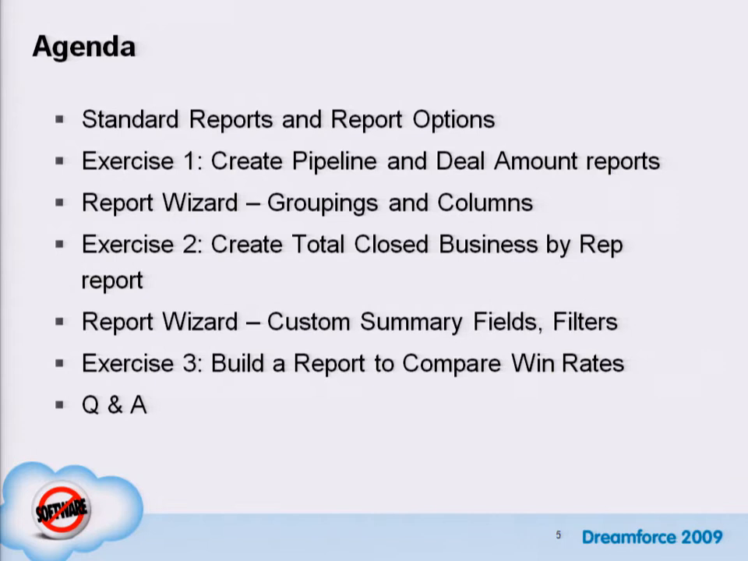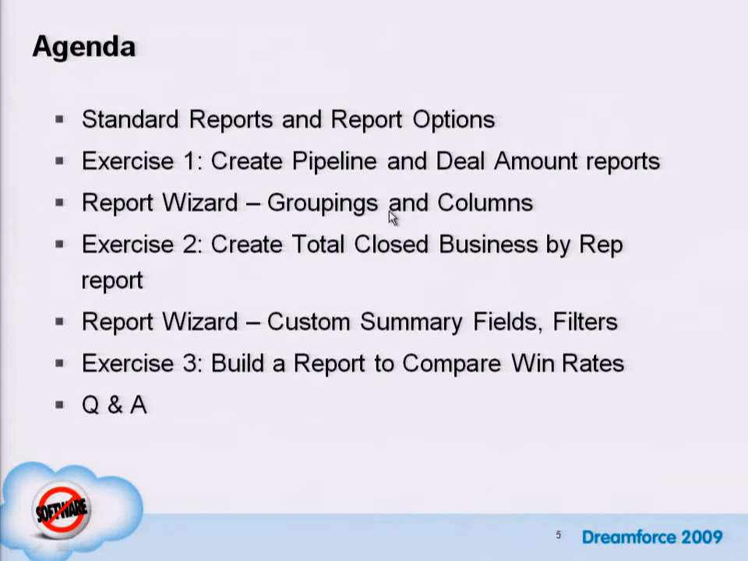Then we're going to look at a second hands-on exercise where we look at the total closed business to date. We want to know what sort of revenue we've brought in, and group that by sales rep so we can see who's bringing in what and when. We're going to go back to our standard reports and use a standard report, but customize it using the report wizard.